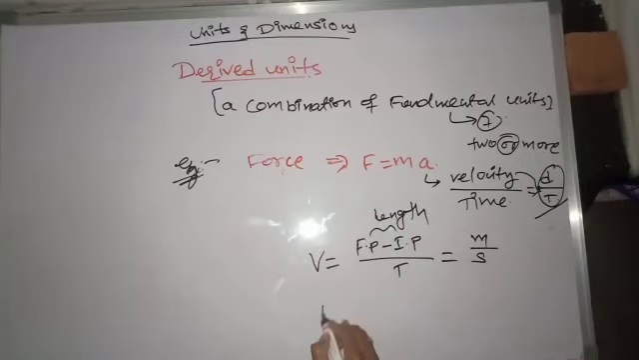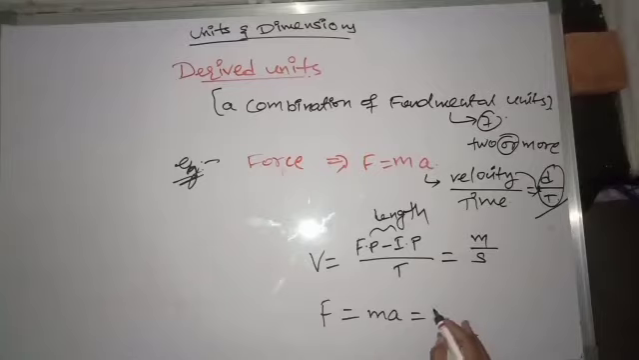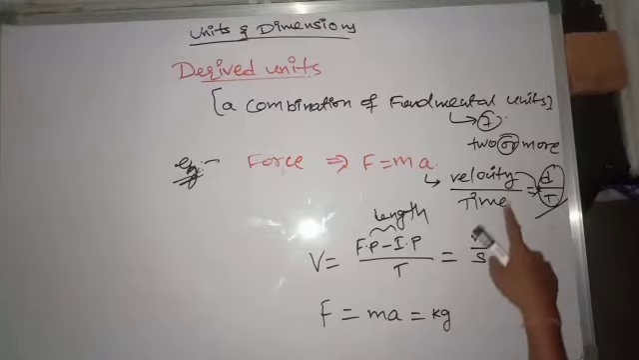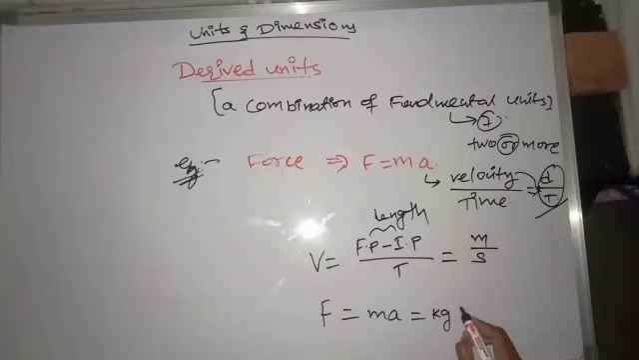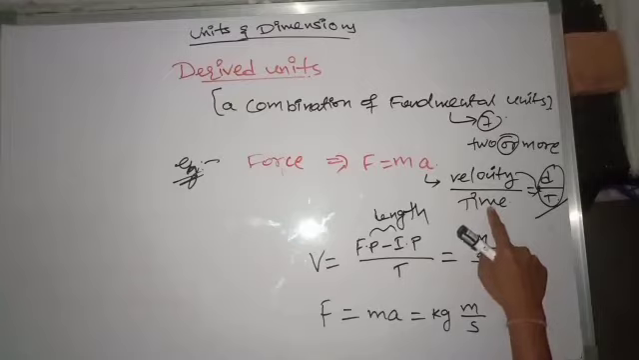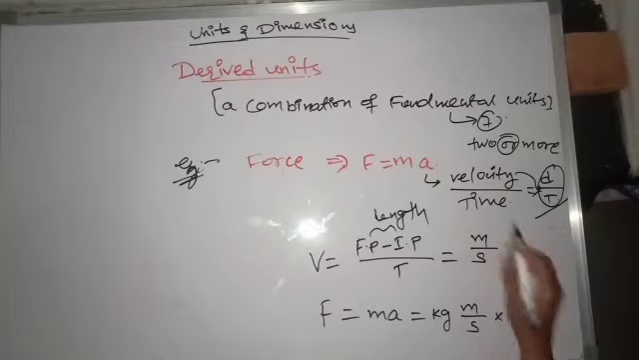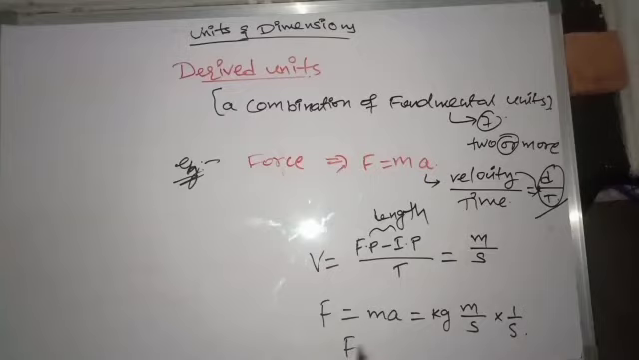Now write the force formula: mass into acceleration. Mass is measured in kilogram, so the fundamental unit for mass is kilogram, into acceleration, which is velocity by time. What is velocity? Meter per second. And here one more quantity we have, time, second, into 1 by s. Now the units for force are kg meter per second square. This can also be written as kg meter into s power minus 2, since second square is in the denominator.